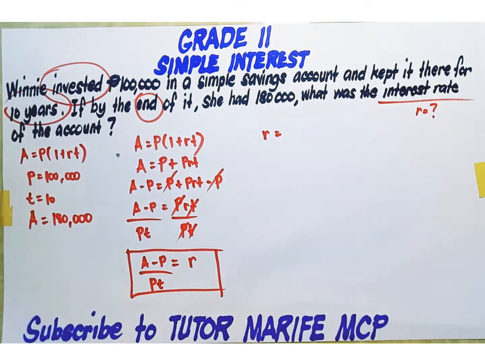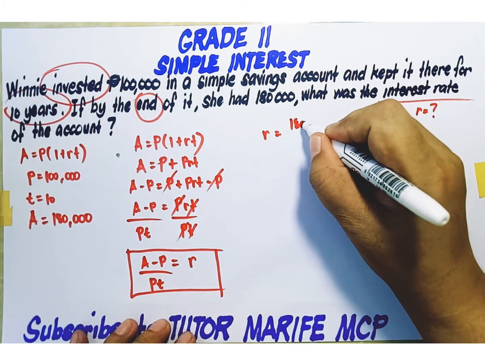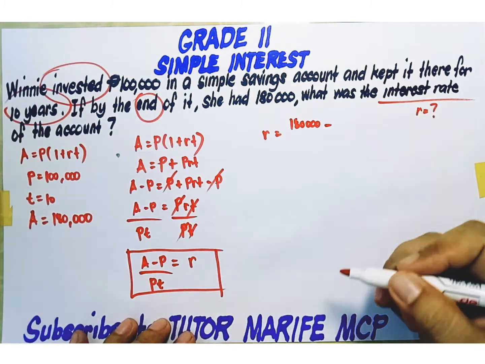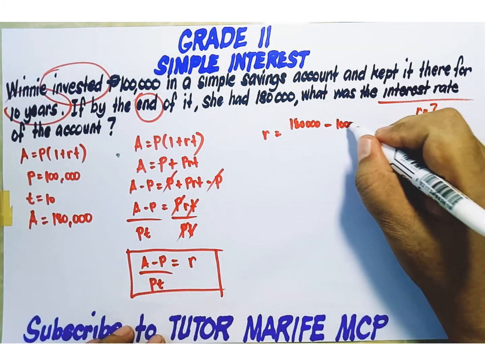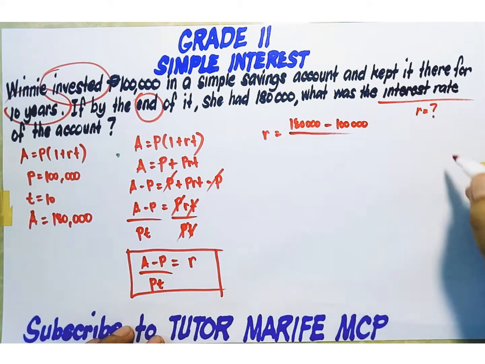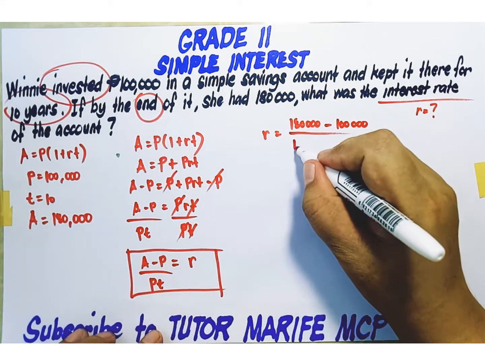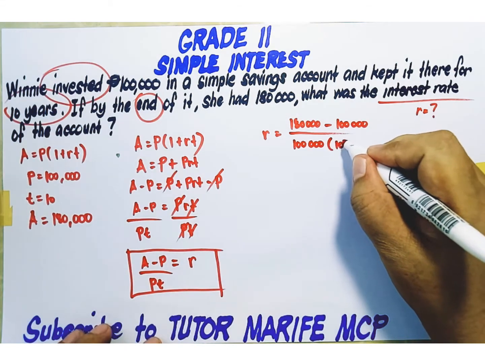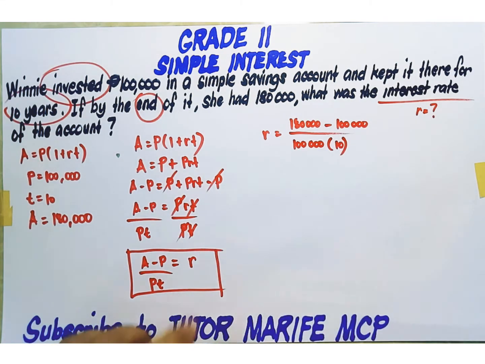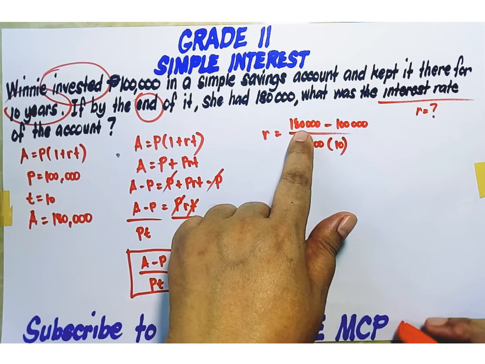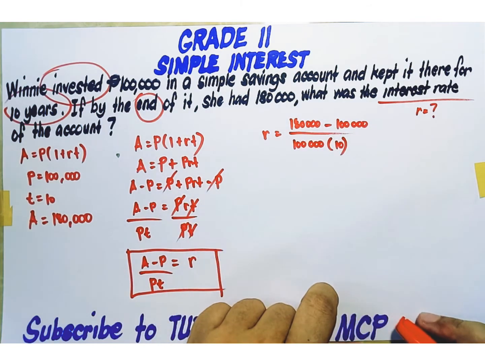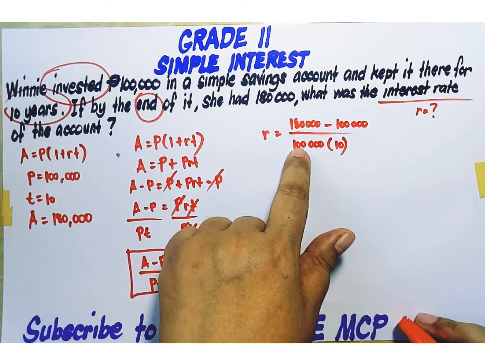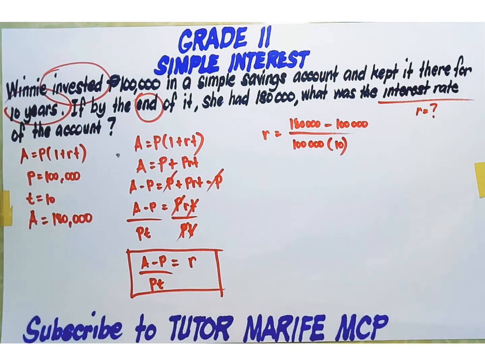R is equal to, substitute the given values of A, P, and T. A is equal to 180,000. P is equal to 100,000 divided by, again, P is equal to 100,000. T is equal to 10. Therefore, R equals 180,000 minus 100,000 divided by 100,000 times 10.